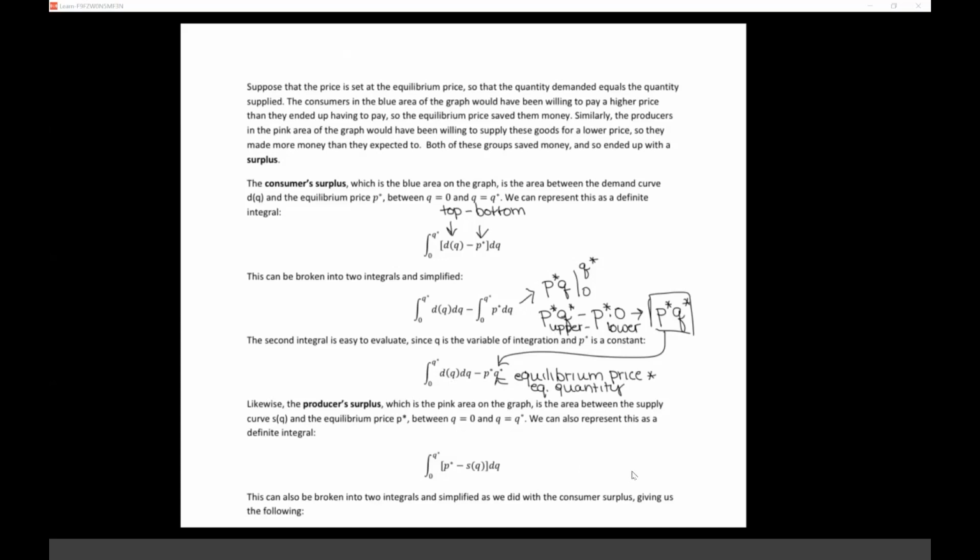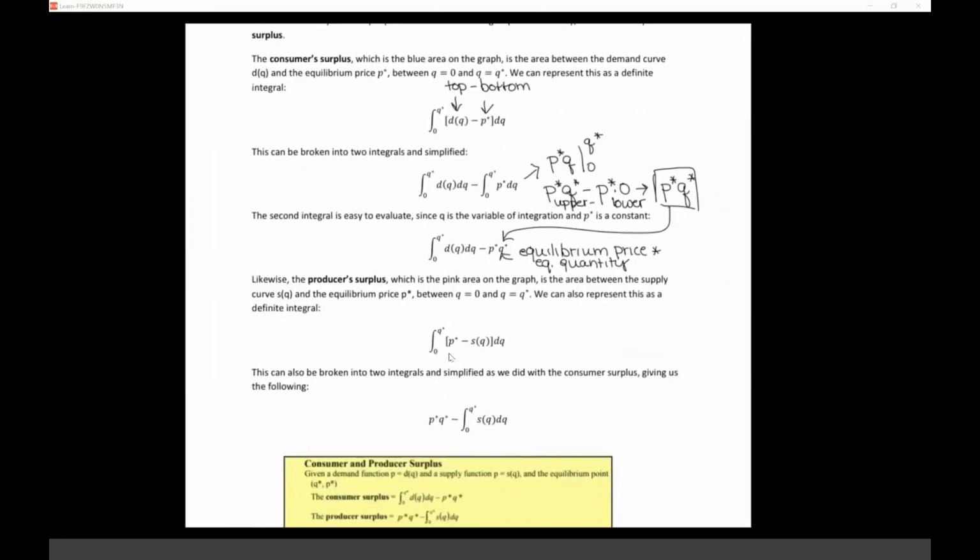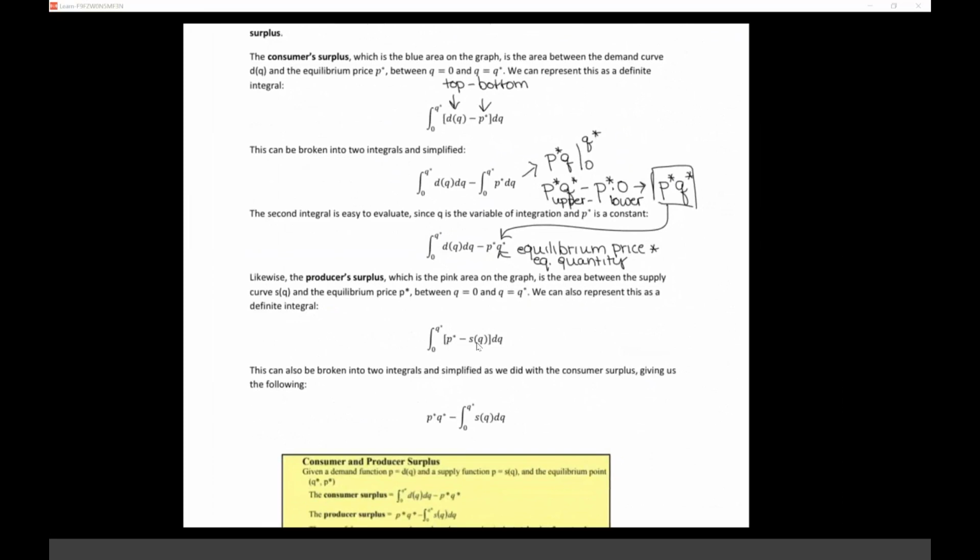Similarly, if you go back and look at the pink area on our graph, you can see that also is from 0 to Q star on your Q axis. But this time, your equilibrium price is the top curve. P star is on top. So you're going to do P star minus your supply equation, and you're going to integrate that. P star comes first this time because it's the top curve, and you can see that right here: P star minus S of Q dq, integrated from 0 to the equilibrium quantity.